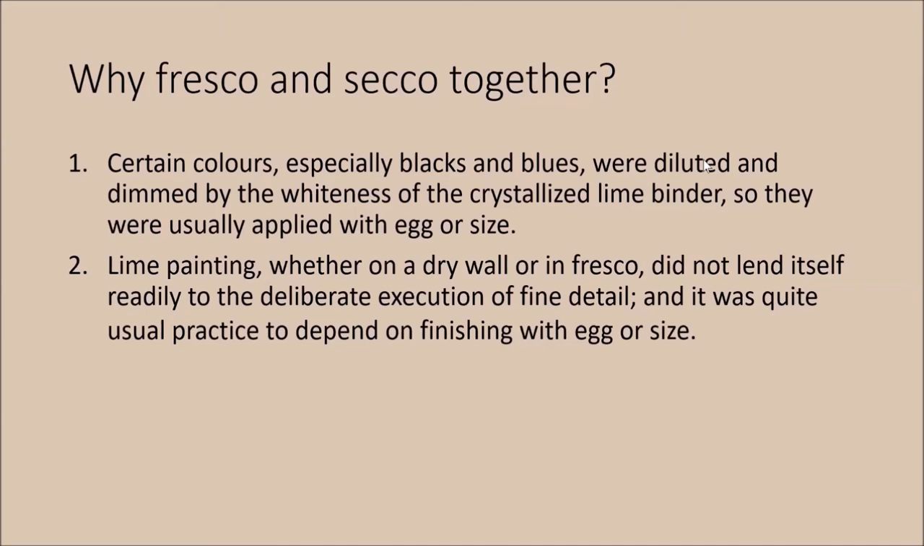Secondly, lime painting, whether on dry wall or in fresco, did not lend itself readily to the deliberate execution of fine details. And it was quite usual practice to depend on the finishing with egg or size. So earlier, the painting was done in fresco, but you can't make the fine details with the fresco technique. So those fine details were done with a pigment with a binding medium like egg or size.